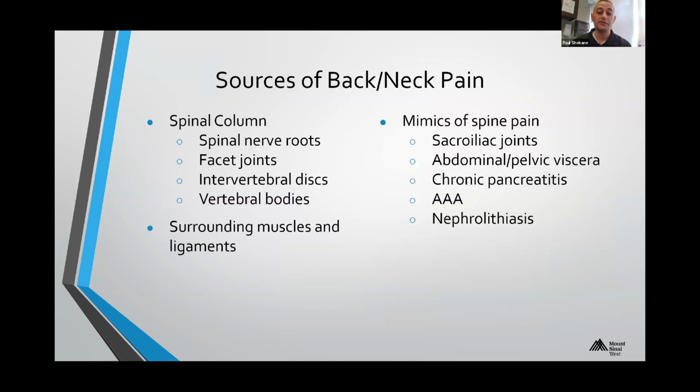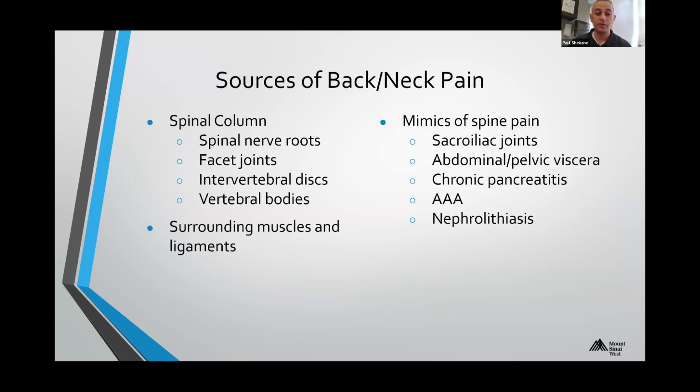So you can have spinal column pain, which comes from the spinal nerve roots, the facet joints, the discs themselves, or the vertebral bodies. More posterior to that, you can have muscular pain or ligament pain. And finally, you have pains that mimic spinal pain, and this could be the sacroiliac joint, abdominal or pelvic viscera, the pancreas, abdominal aortic aneurysms, and kidney stones.